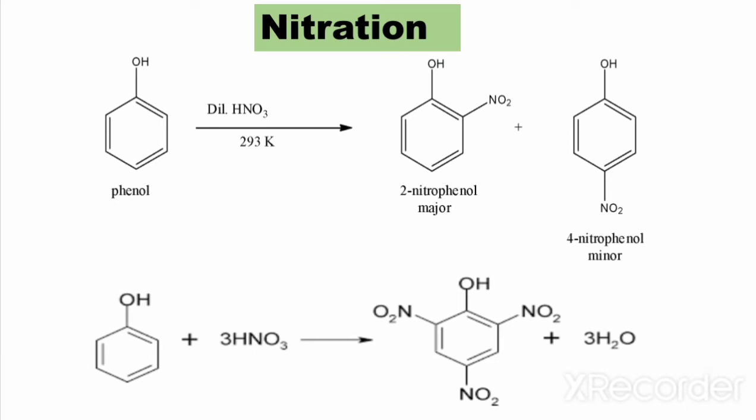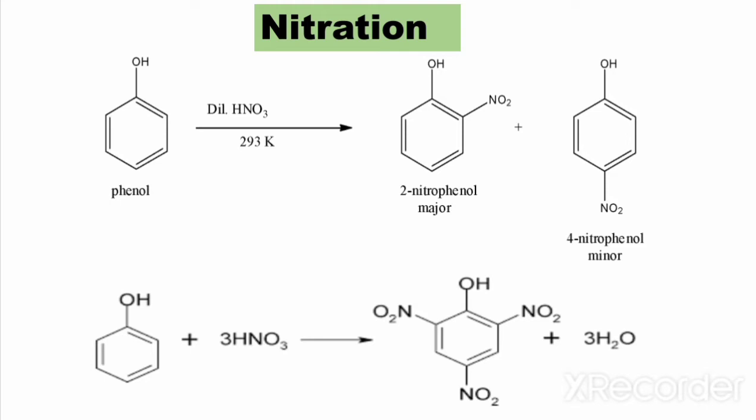The other reaction is nitration. Nitration means the addition of a nitro group. We will take dilute HNO3 at a temperature of 293 Kelvin and let it react with the phenol. The product we get is 2-nitrophenol, the major product, or we can say ortho-nitrophenol, and the other is a minor product, 4-nitrophenol or para-nitrophenol.